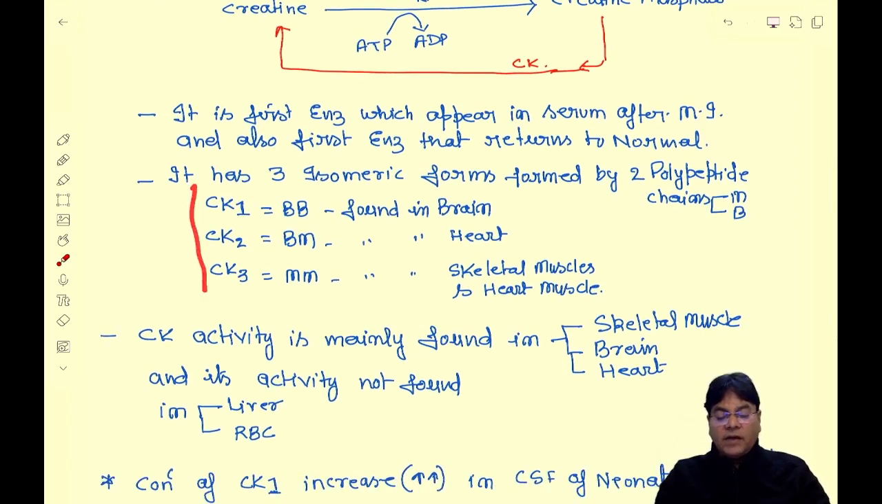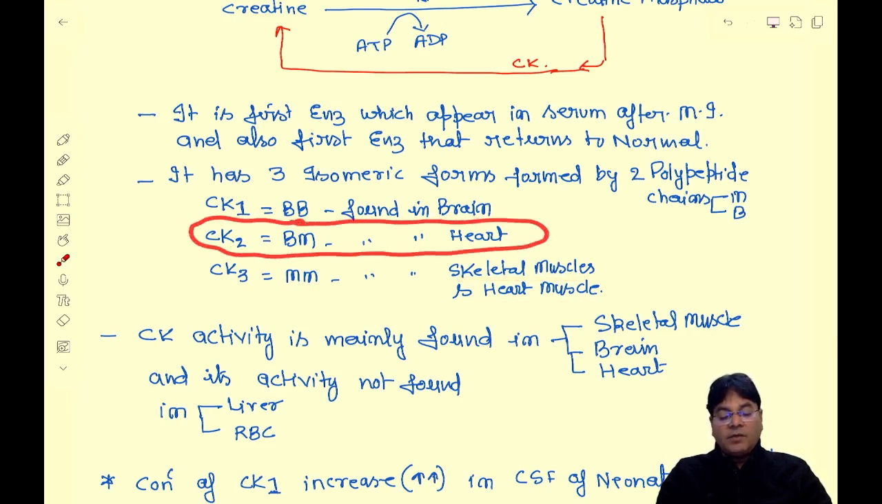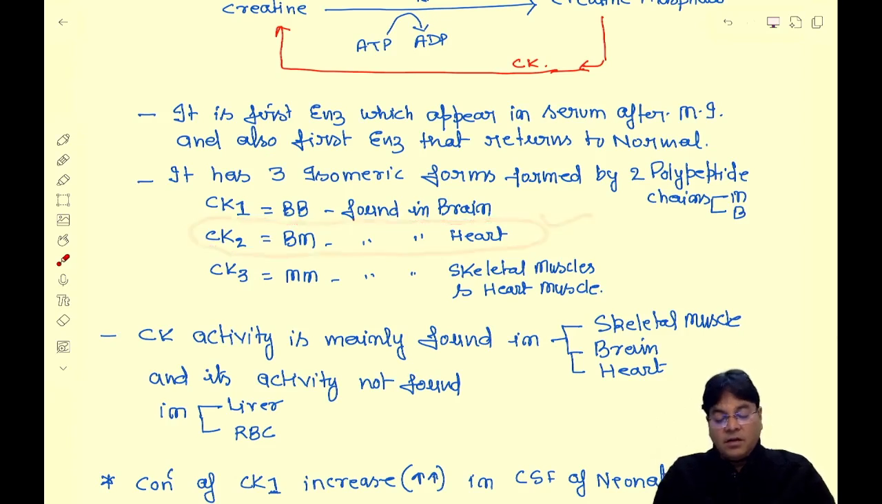So, there are three isomeric forms which are represented as CK1, CK2 and CK3. The CK1 consists of both the chains of brain, BB, that is found in the brain, and the CK2, which is the important cardiac marker, is available in the heart. Now CK3 consists of both the polypeptide chain M, and it is found in skeletal muscles and also in the heart muscles. But we make use of the CK2 as a cardiac marker because it is exclusively present in the heart.